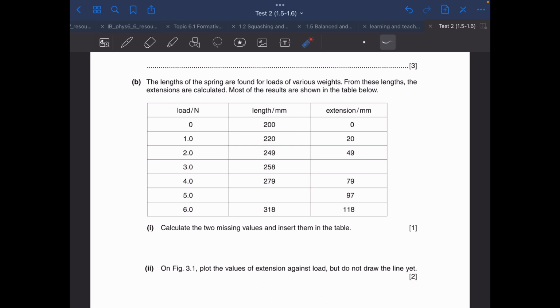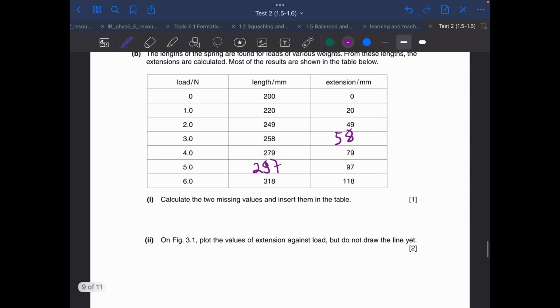Calculate the 2 missing values and insert them in the table. How could we do that? For this missing value here, the extension is going to be the length minus the original length. So that's going to be 58 millimeters. And for this one here, the length is going to be the original length plus the extension. So 200 plus 97, that's going to be 297 millimeters.